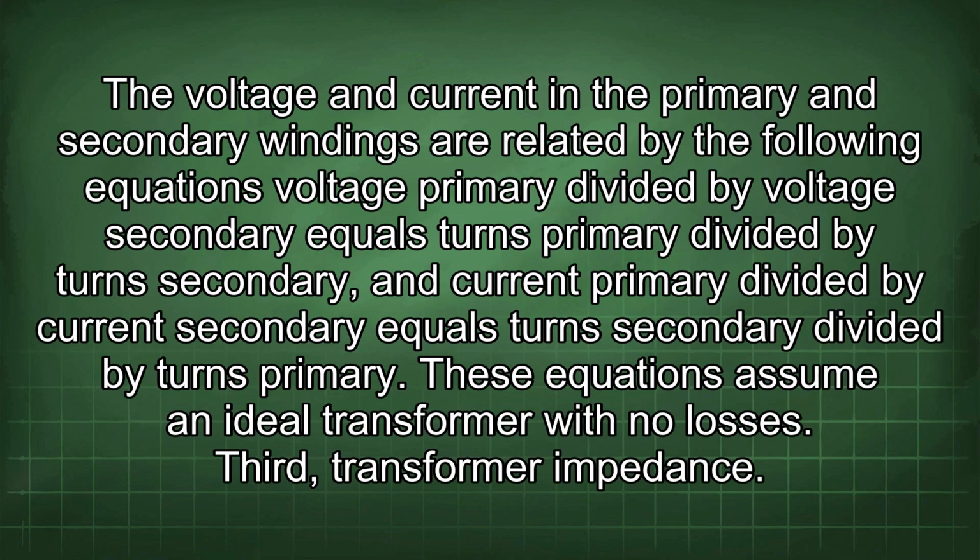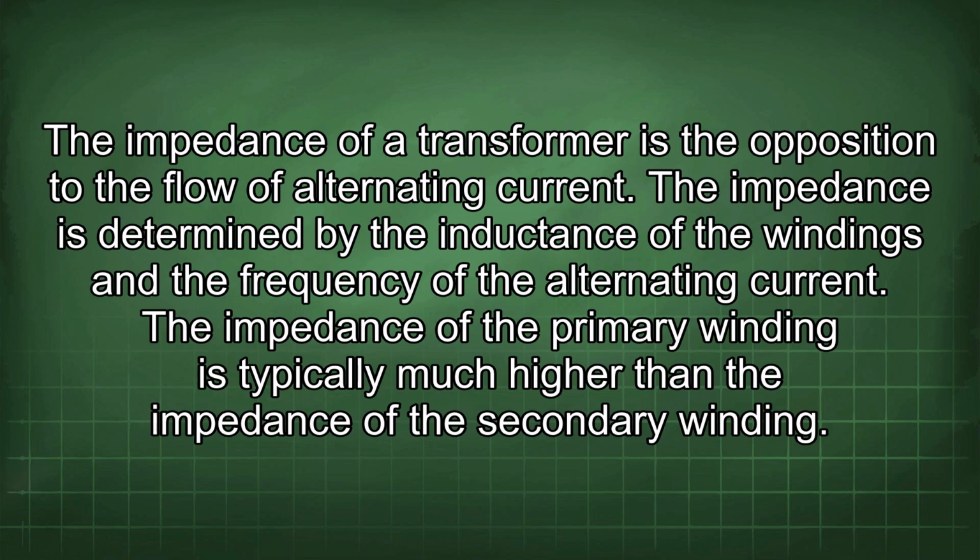Second, transformer voltage and current relationships. The voltage and current in the primary and secondary windings are related by the following equations. Voltage primary divided by voltage secondary equals turns primary divided by turns secondary, and current primary divided by current secondary equals turns secondary divided by turns primary. These equations assume an ideal transformer with no losses. Third, transformer impedance. The impedance of a transformer is the opposition to the flow of alternating current. The impedance is determined by the inductance of the windings and the frequency of the alternating current. The impedance of the primary winding is typically much higher than the impedance of the secondary winding.